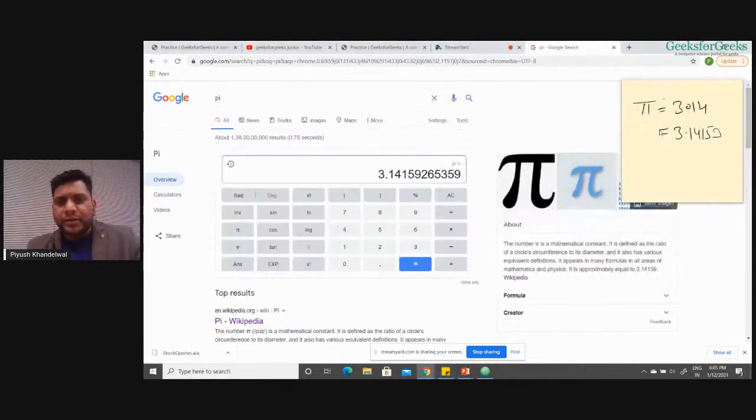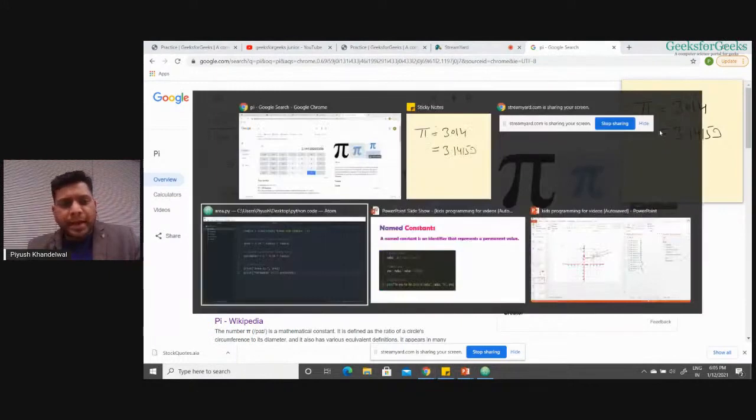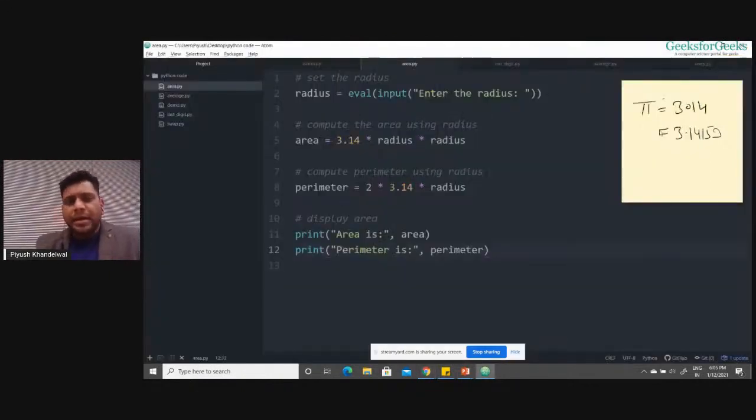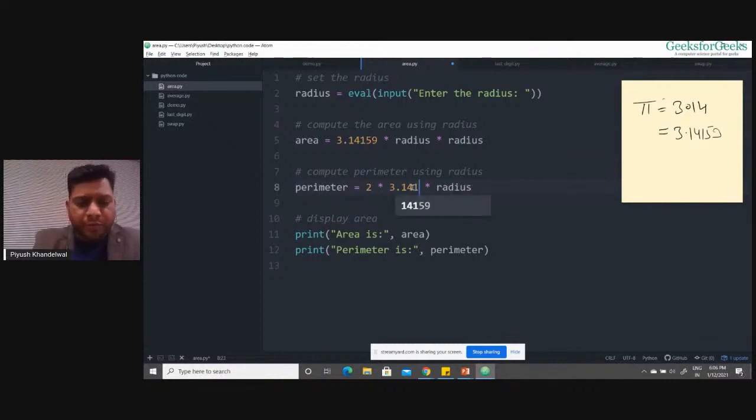So what I could do is write down this value and get back to my editor. Now I have to replace this value 3.14 with 3.14159, right? Again, I'm using pi also to compute the perimeter, so here also I need to change it to 3.14159. So I was using pi at two places in my program, and I made two modifications in my program, right?